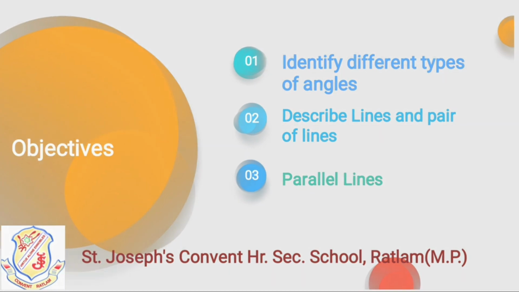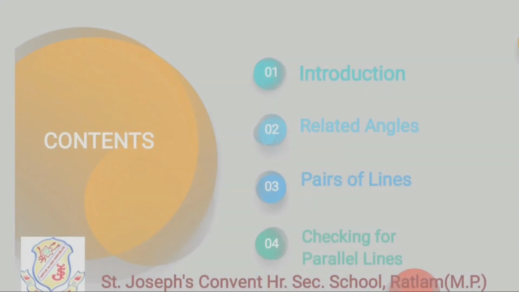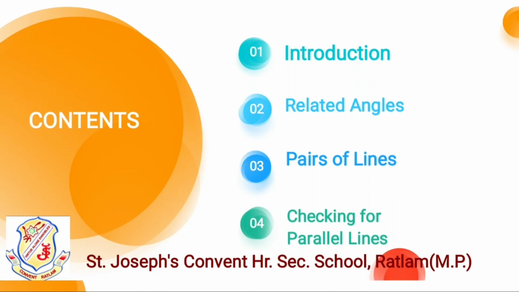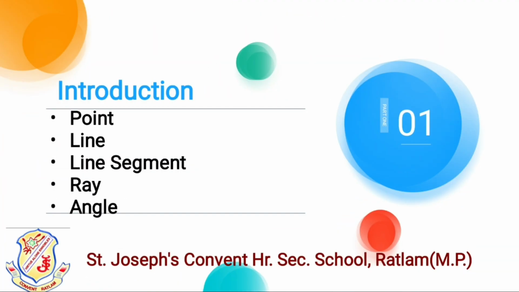So the content of the chapter is, the first one is the introduction. The second topic we will learn is related angles. Third, we will learn the pair of lines, and the fourth and last topic we will learn is checking for parallel lines. So let's start our chapter with the introduction. In the introduction part, we will learn the point, the line segment, ray and angle.